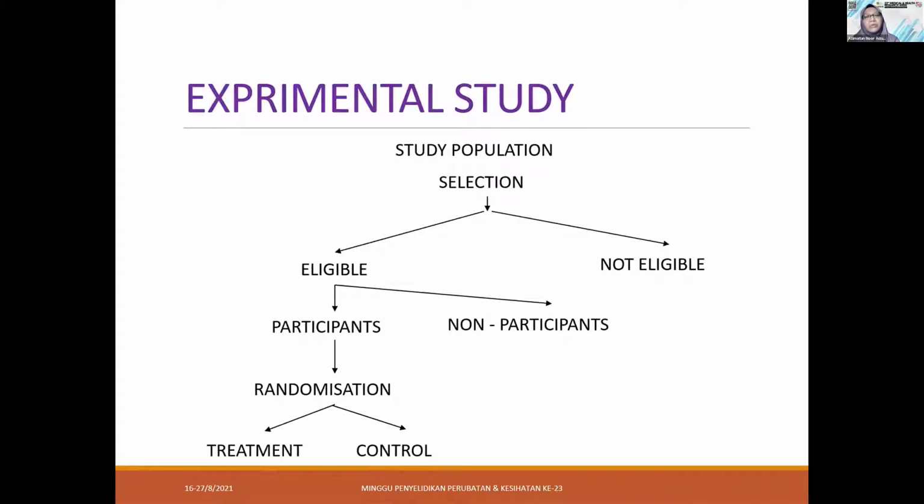Experimental study in terms of study population selection. We look at who is eligible to become our participant. We divide them into the eligible group and the non-eligible group. And in the eligible group, we look at whether they become our participant or a non-participant. How we select our participants is through randomization, and this randomization then further divides them into the treatment group and the control group.